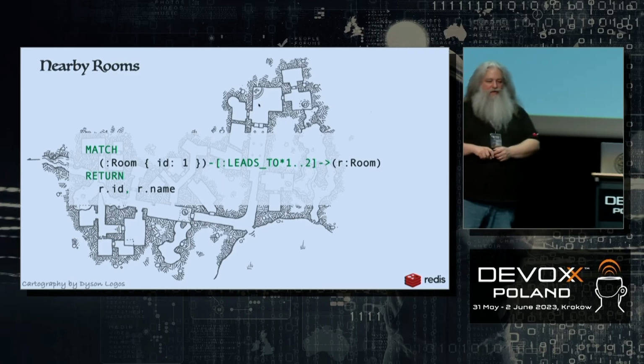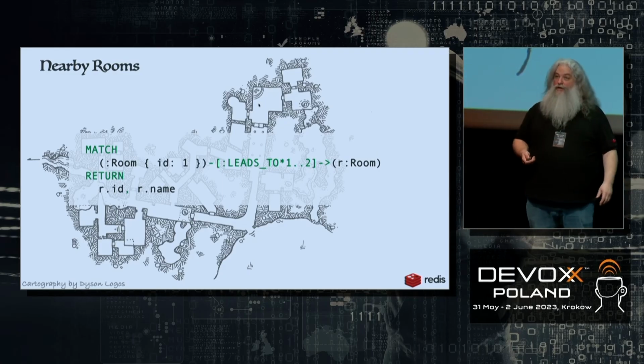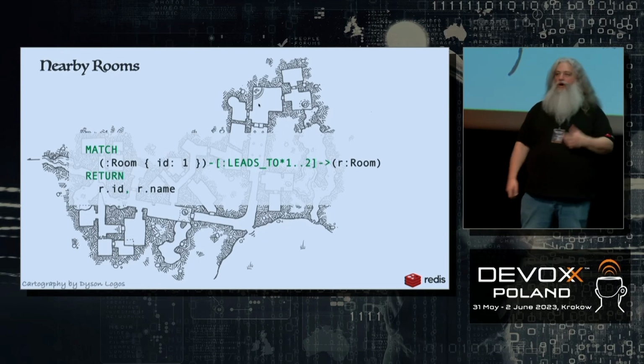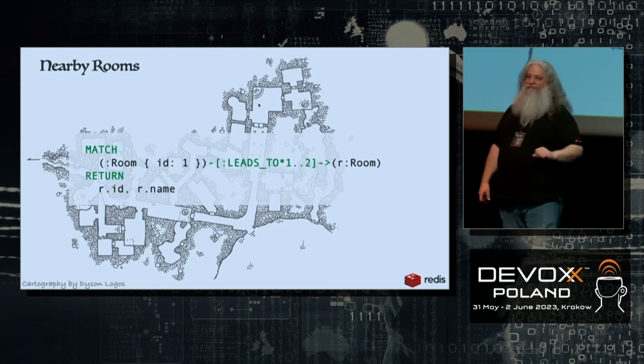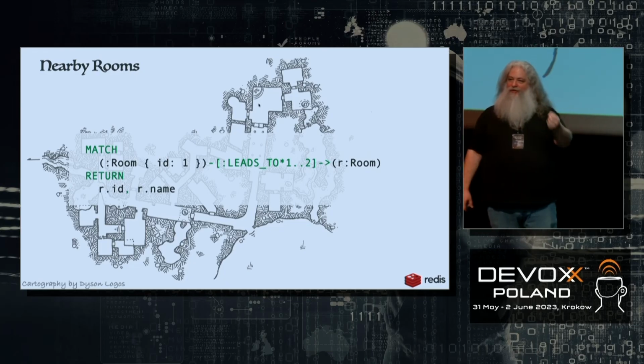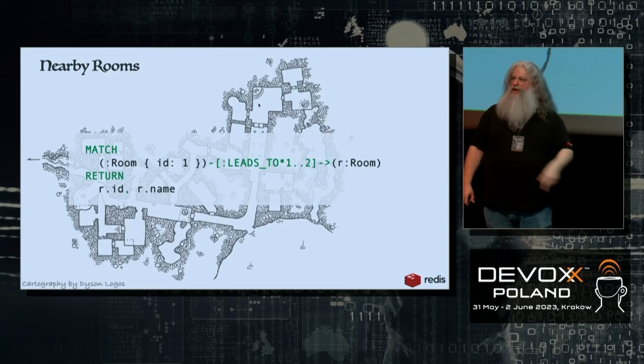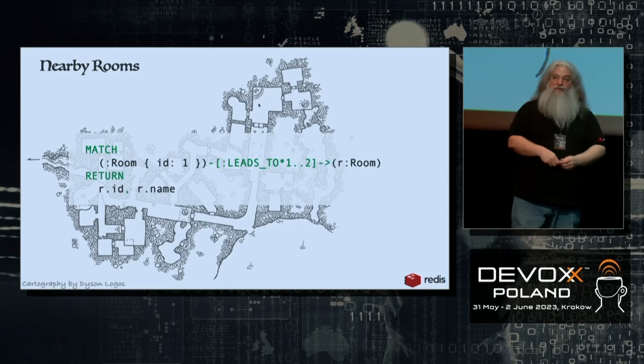And so we can do queries like finding the nearby rooms. Here we're matching a room with an ID of 1. Presumably we're in room 1. And we want to find rooms that are 1 or 2 hops away. Say we're in a room in a dungeon and we just finished this room. What are some interesting rooms that are nearby? What are my choices? Where can I go? This will return all those rooms that are 2 hops away.